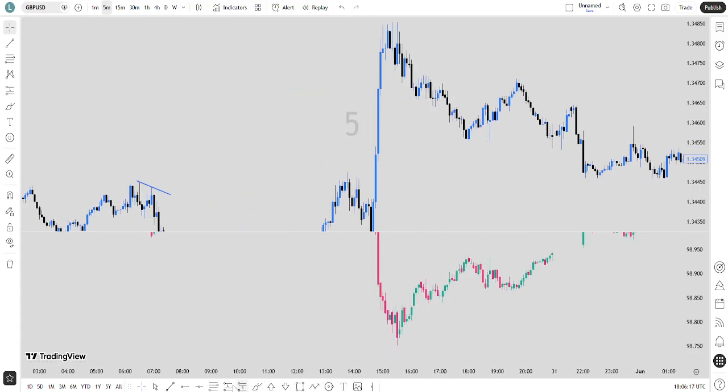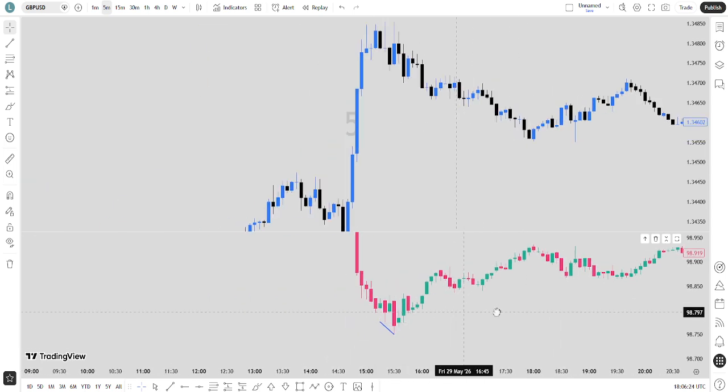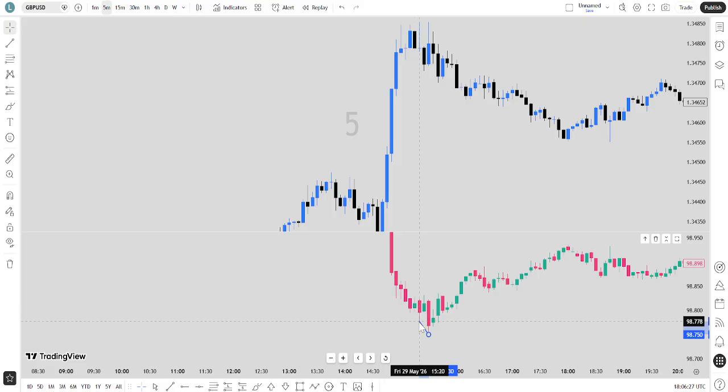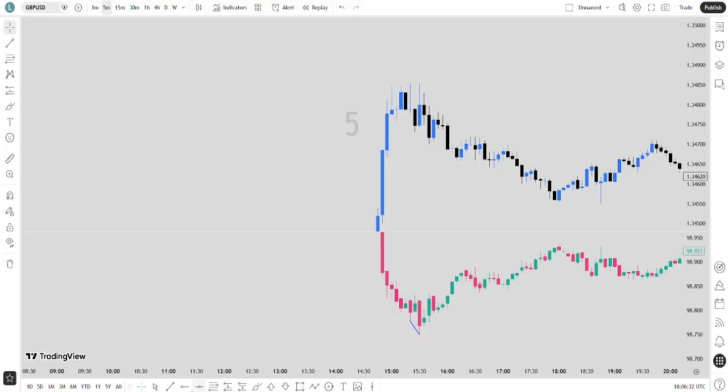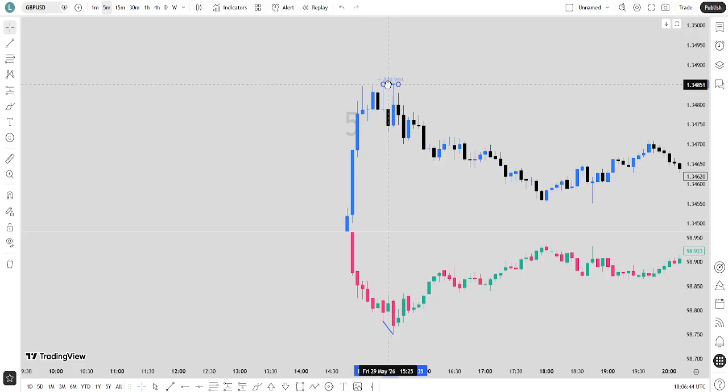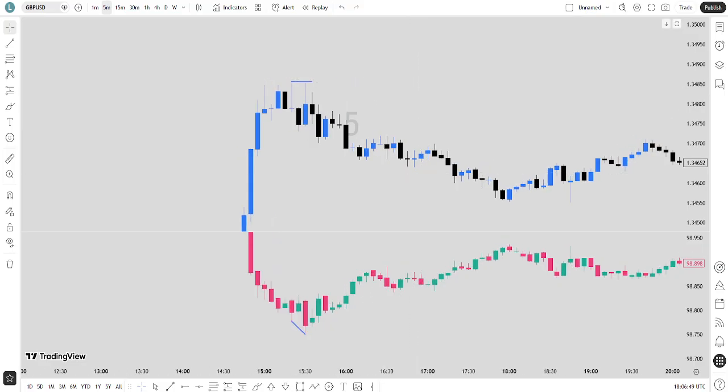You can see DXY making a lower swing low at this point. It means if DXY is making a lower low, then the pound USD should make a higher high, but pound USD failed to make a higher high. This was the high, and price almost made an equal high. There is no higher high in pound USD. You can see no higher high. Okay, so we have a divergence at this point here.